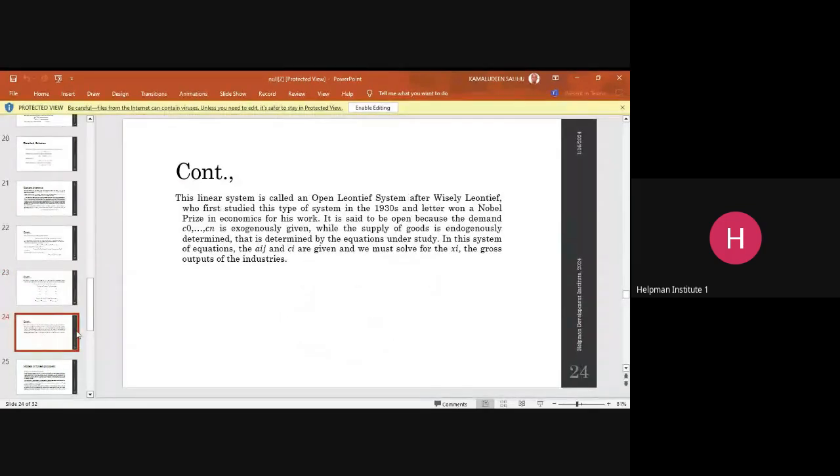This linear system is called a Leontief system, after the economist who first studied this type of system in the 1930s and later won a Nobel Prize in economics for his work. He is the one who showed the generalization to n commodities in linear systems. So let's proceed.